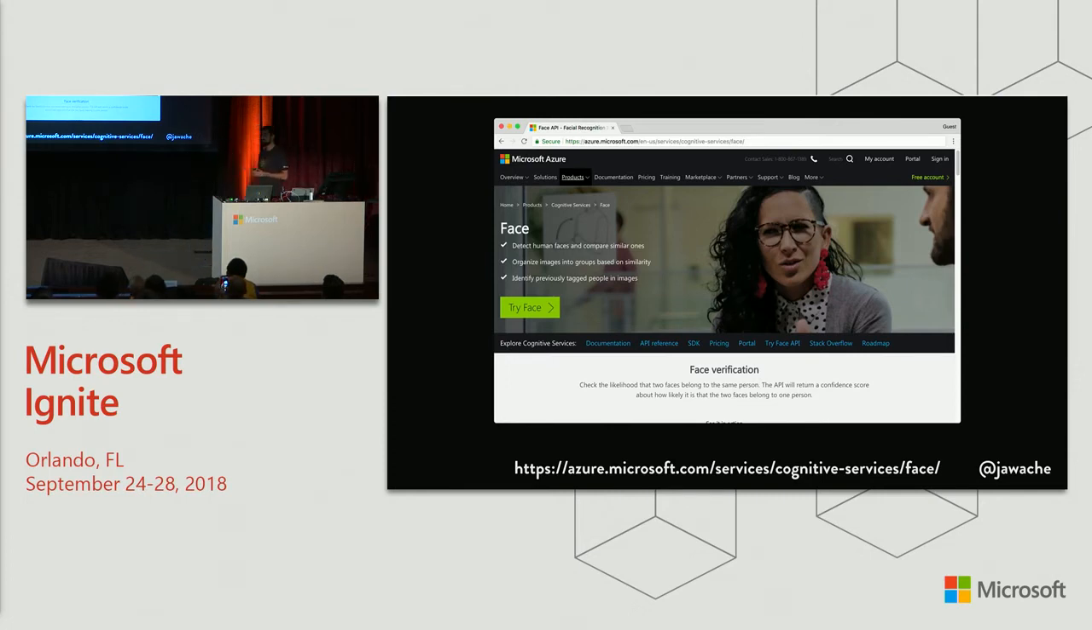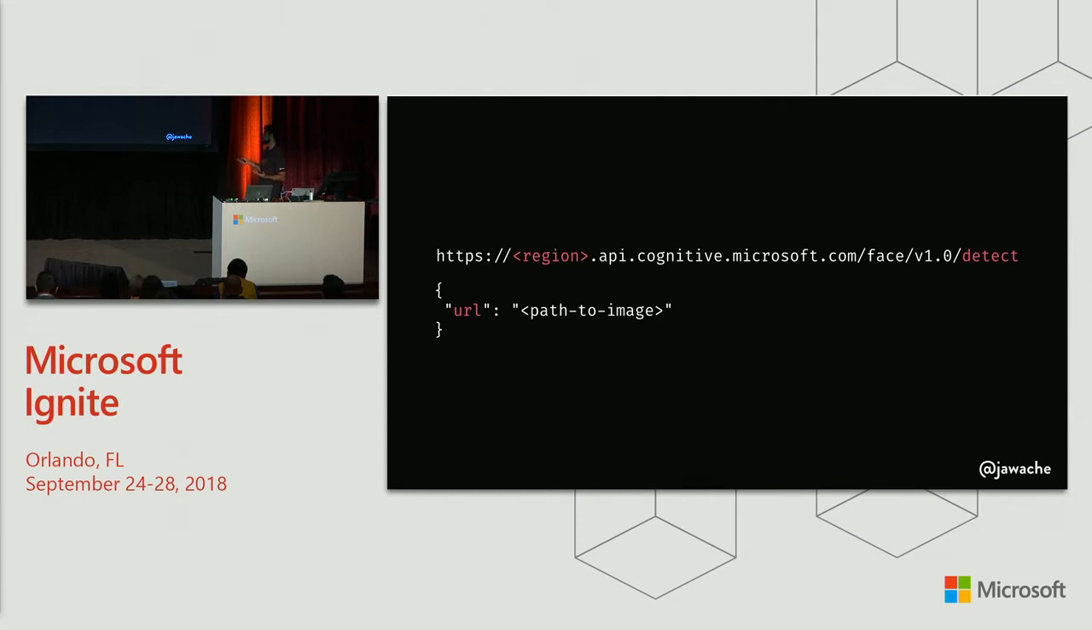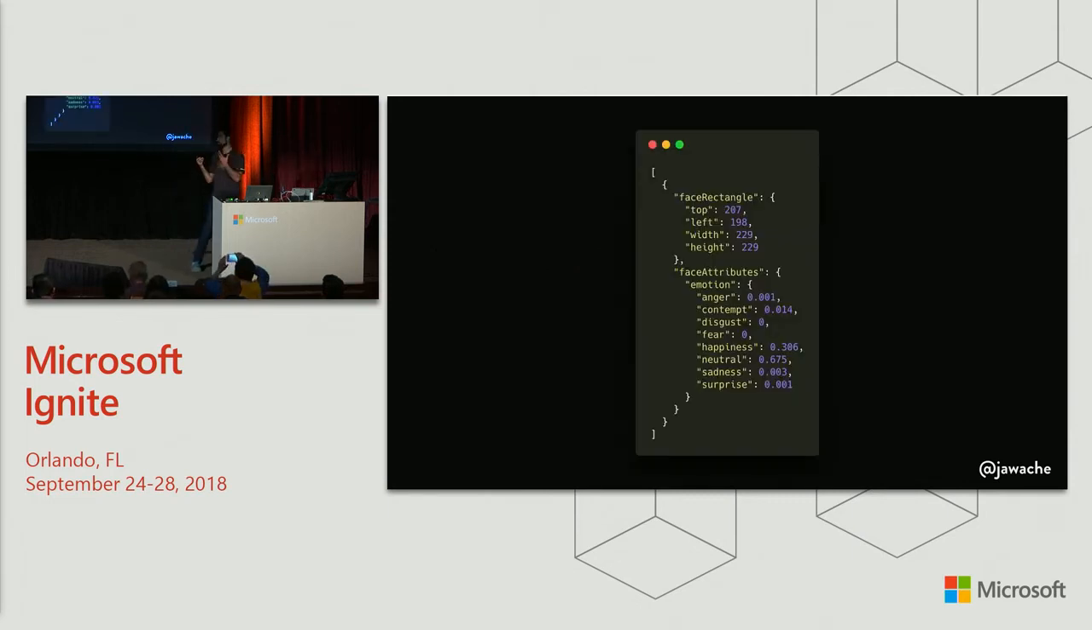So we have a Face API. It does a lot more than just emotion, but emotion is, I think, the funnest thing it does. It also has real value to it as well. But it's, again, just as easy as anything else. You just basically post an image. You can post a path to an image, or you can post binary data itself over to the API, and it will return you a whole bunch of data.